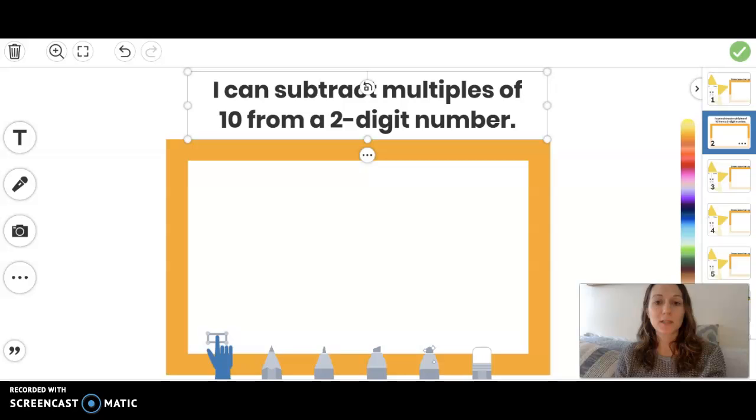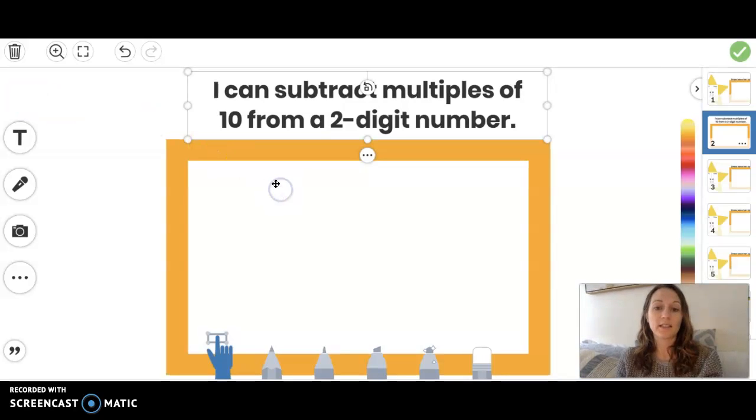Hi, first graders. In math, we've been talking about multiples of 10 and subtracting them from two-digit numbers. So what does it mean to subtract? When we subtract, we take away. So subtraction means that when we take away a number, the difference, or the answer to a subtraction problem, is usually going to be less than the first number you're subtracting from.